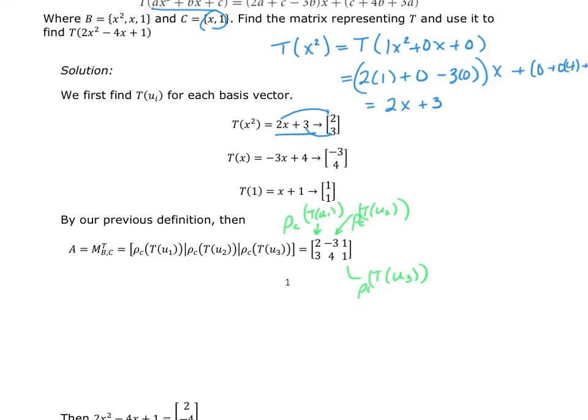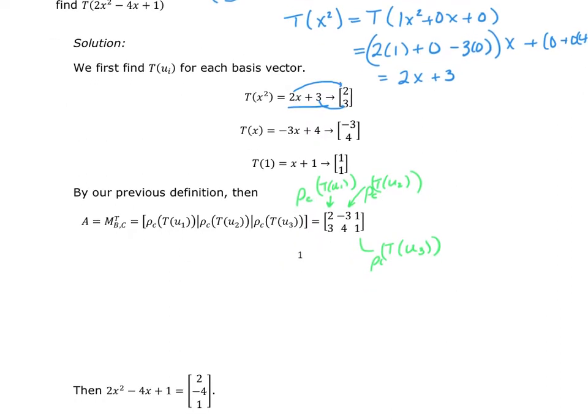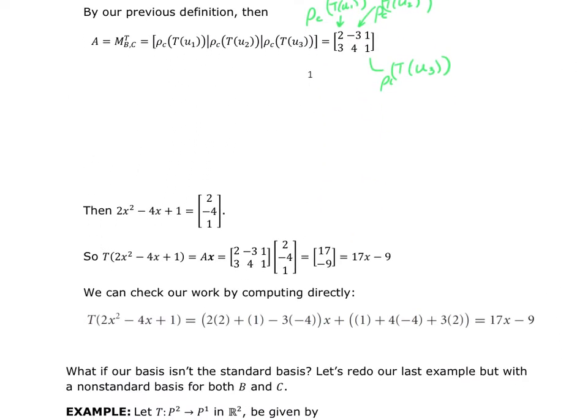In my next example, we're going to have to do some extra steps. So if I want to evaluate 2x squared minus 4x plus 1, I'm going to put that in reference to my basis B. The first position is the x squared coefficient, the next position is the x, and then the last one is the constant. So again, there's no work I have to be doing.